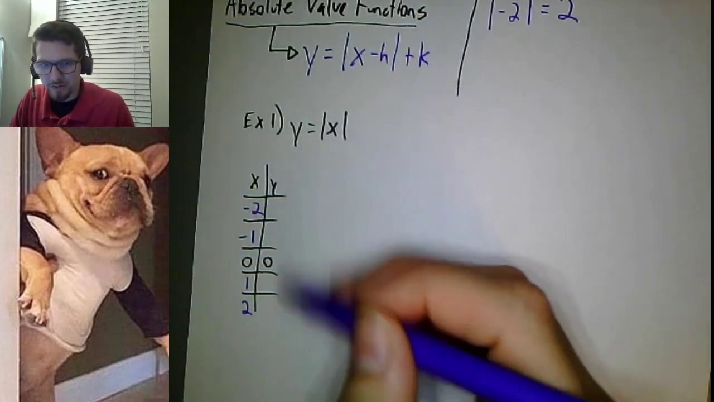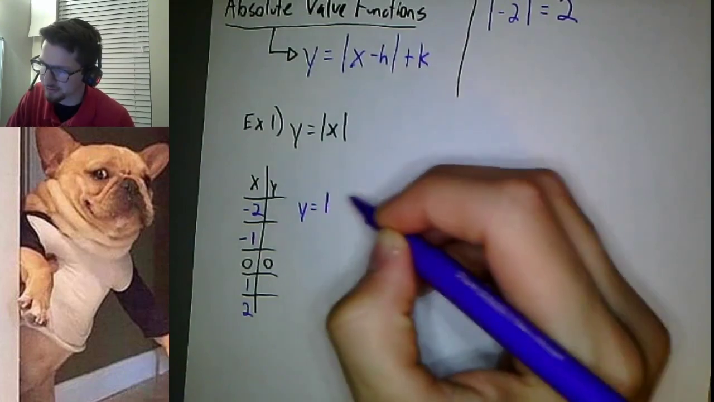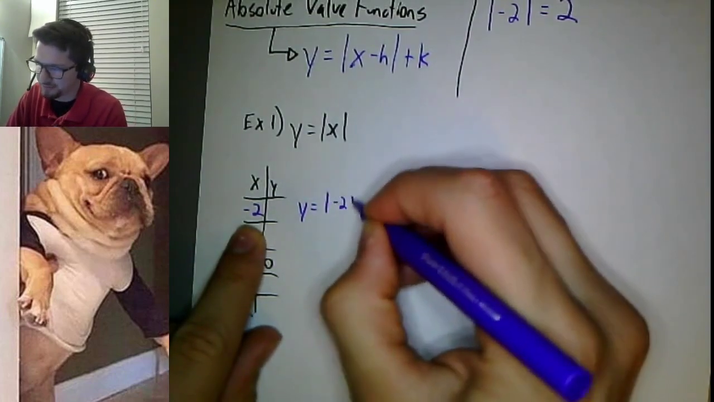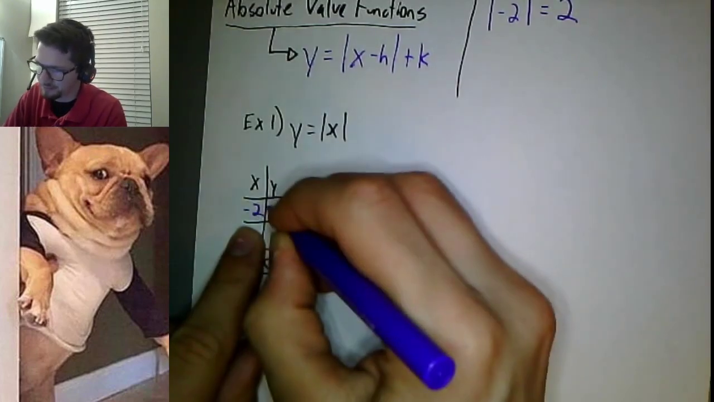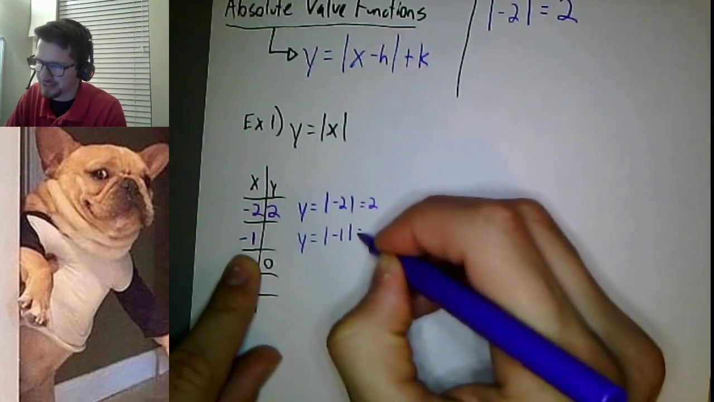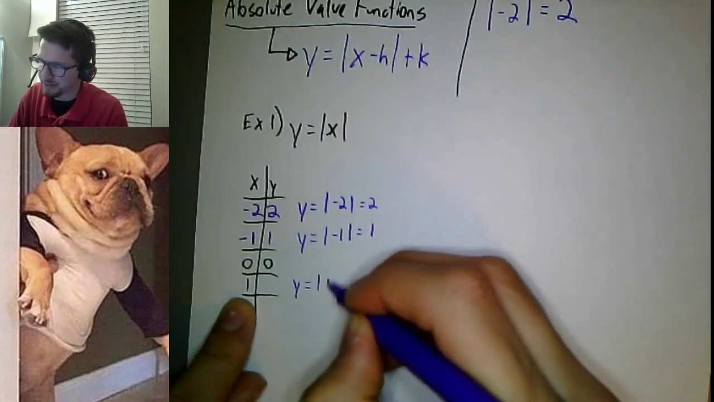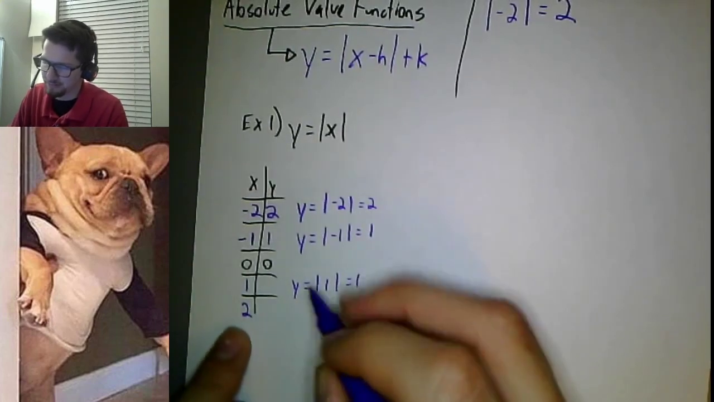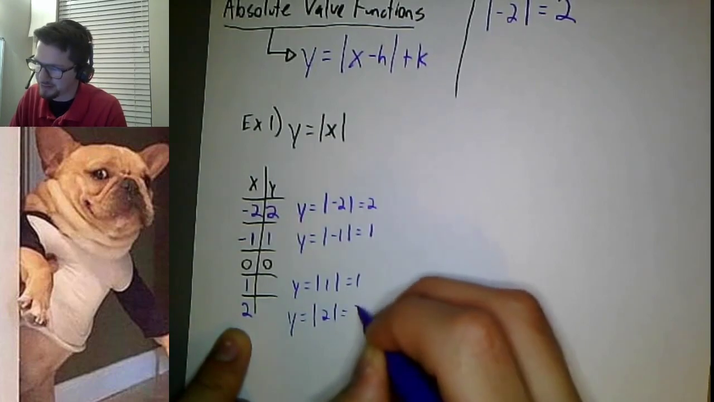Now, what do I do with these? Well, let's plug them in. Y equals the absolute value of -2. What's the absolute value of -2? +2. Y equals the absolute value of -1. What's that? +1. Y equals the absolute value of 1. That's 1. Y equals the absolute value of 2 is 2.